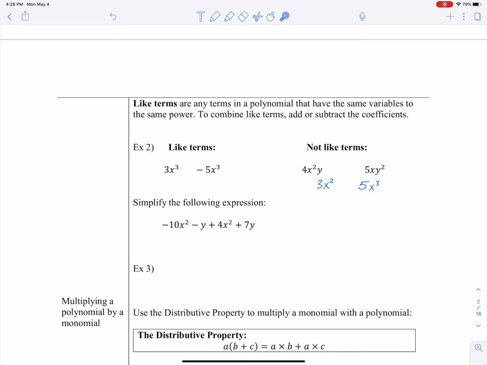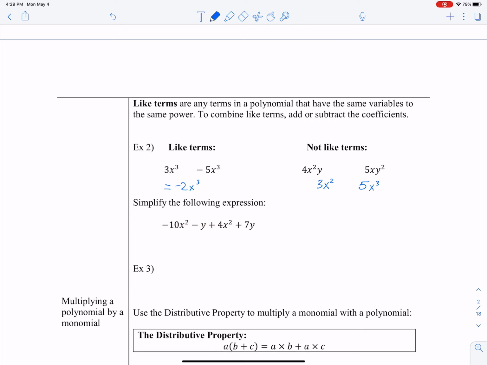And if you do have like terms, so in this case, we do have like terms, then you add or subtract the coefficients. So coefficient is the number in front. So here we have 3 minus 5. So we end up with minus 2x to the 3. So the base part, this doesn't change at all. Let's look at this one.